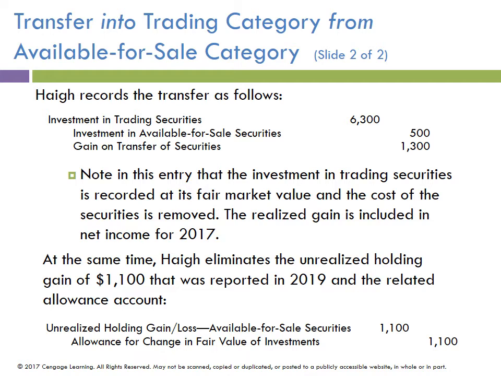Where did that come from? Well, at the end of 2019, that should say 2019 up above. They originally had reported the investment at its fair value of $6,100 on the balance sheet. So on the balance sheet, it was worth $6,100. They bought it for $5,000. So they had to increase the value by debiting the allowance for change in fair value $1,100 and crediting the unrealized holding gain available for sale $1,100. Now they're reversing that to get rid of those two balances.